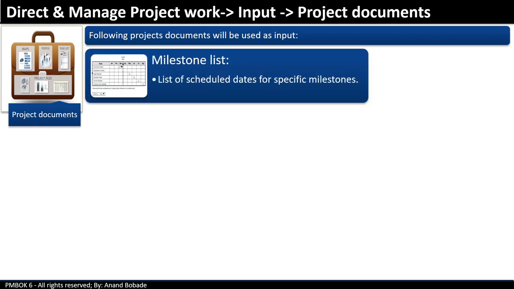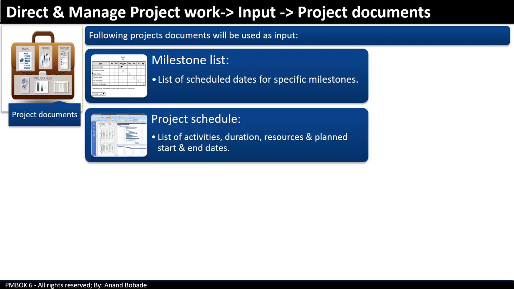Milestone list. It contains the list of scheduled dates for specific milestones, which will be used for reporting in our management communications. Project schedule shows the list of work activities, their duration, resource assignment, and their planned start and end dates. This will be communicated to the project team for execution of the activities.